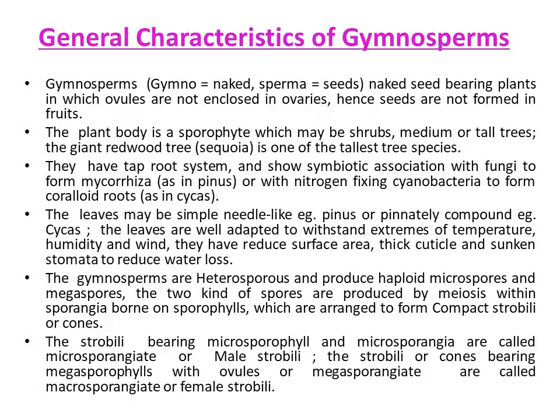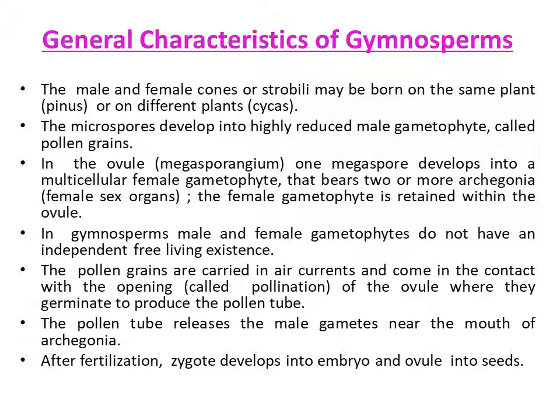The two kinds of spores are produced by meiosis within sporangia borne on sporophylls, which are arranged to form compact strobili or cones. The strobili bearing microsporophylls and microsporangia are called microsporangiate or male strobili. The strobili or cones bearing megasporophylls with ovules or megasporangia are called macrosporangiate or female strobili.